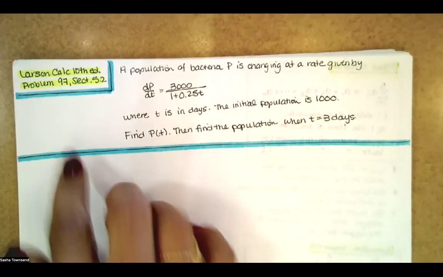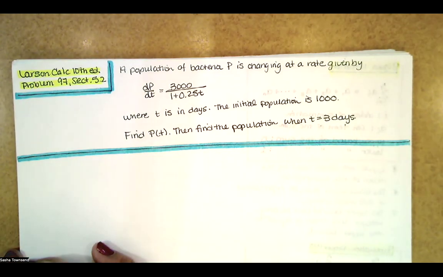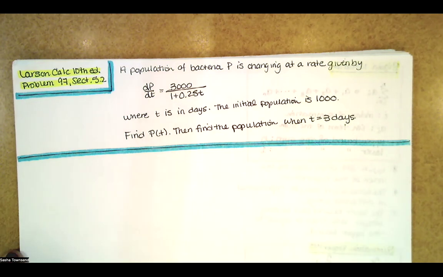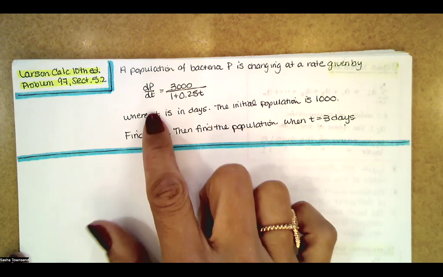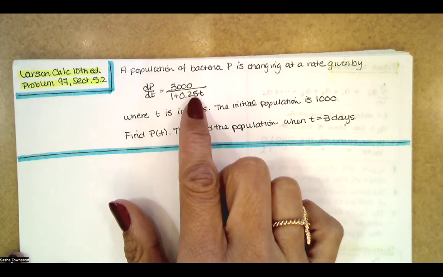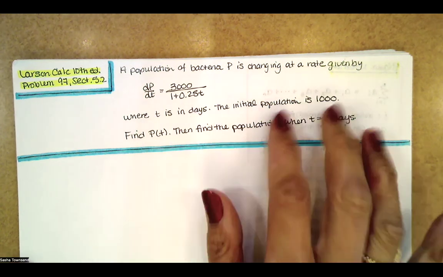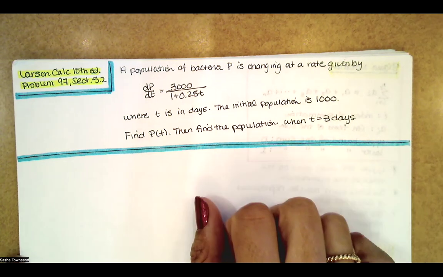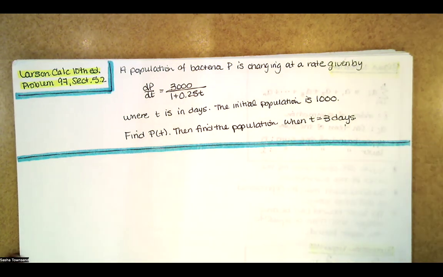In this video, we solved problem 97 from section 5.2 of the Larson Calculus text, 10th edition. The problem statement says a population of bacteria P is changing at a rate given by dP/dt equals 3,000 divided by the quantity 1 plus 0.25t, where t is measured in days. The initial population is 1,000. We're asked to find P of t and then find the population when t equals 3 days.